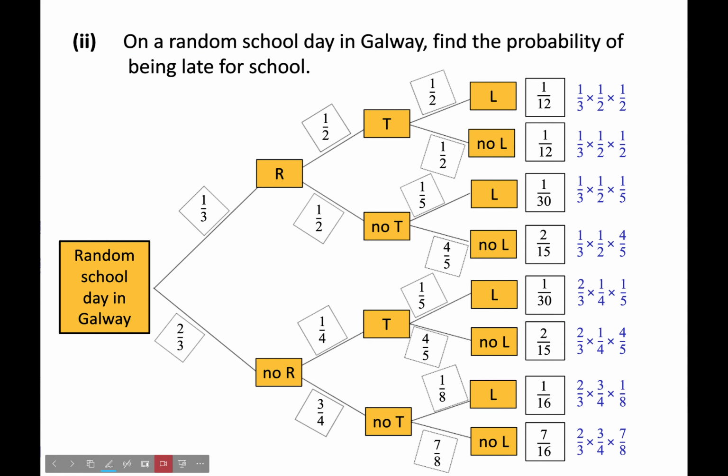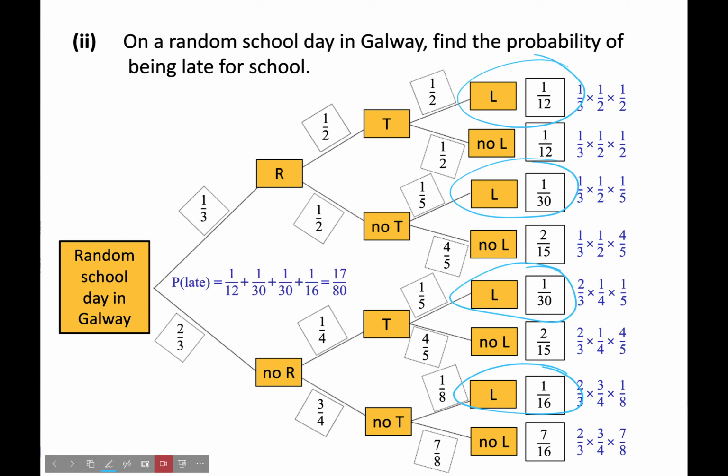On a random school day, find the probability of being late for school. So we can see there are 4 different possibilities for being late, depending on did it rain, was there heavy traffic. When we add the 4 of these up together, we get 1/12 plus 1/30 plus 1/30 plus 1/30 plus 1/16. We get 17/80.